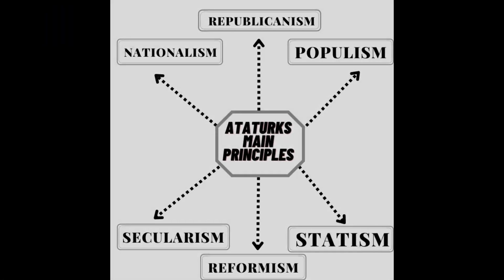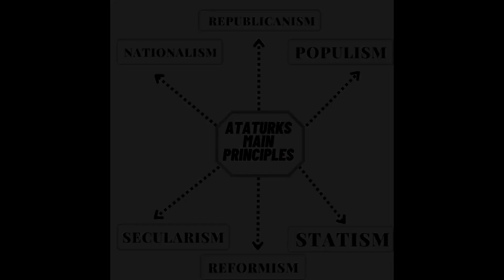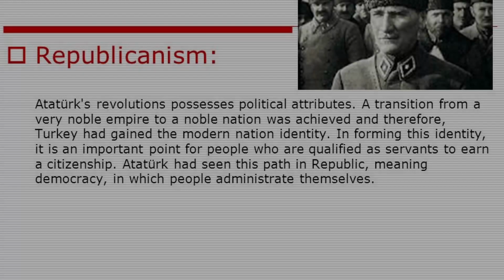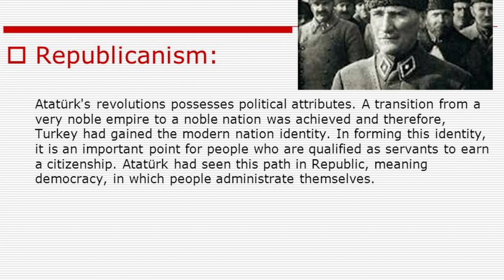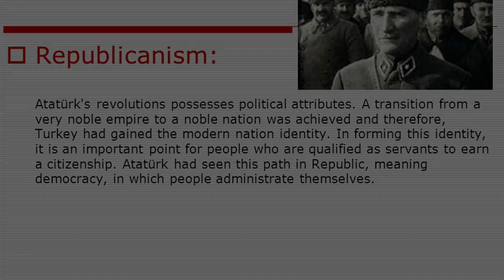There are 6 main principles of Atatürk. The first of them is republicanism. Republicanism means the presence of the republic in the state administration. There are some examples of the revolutions that were made about republicanism. One of them is that on the 23rd of April 1920, the Grand National Assembly of Turkey opened. One other example is the removal of the Sultanate. Also, the removal of the Caliphate would be an example of republicanism.